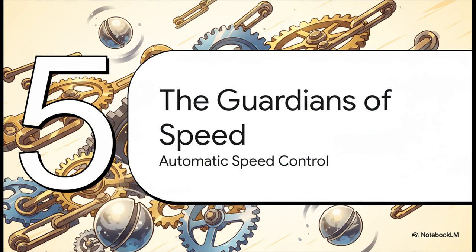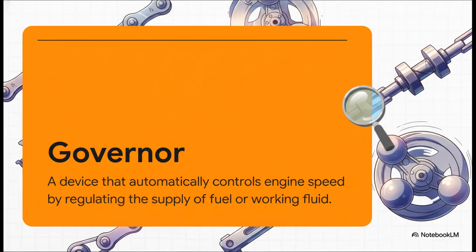Okay, last big topic for today. Let's say you've got this powerful engine. How do you keep it from running too fast or slowing down too much when the workload changes? You need a guardian of speed. And that guardian is the governor. This thing is basically the original all-mechanical cruise control.